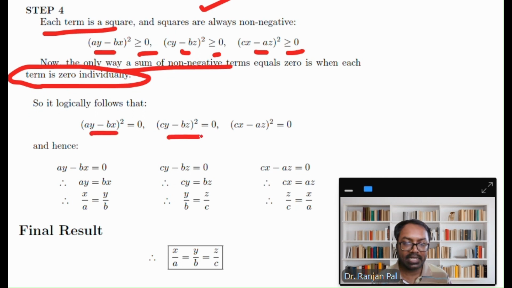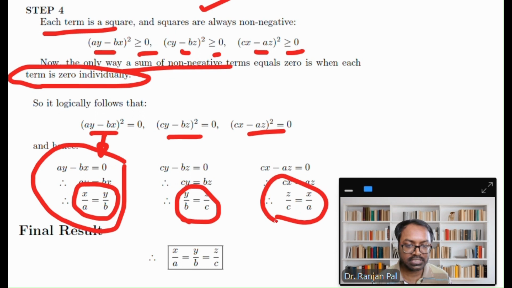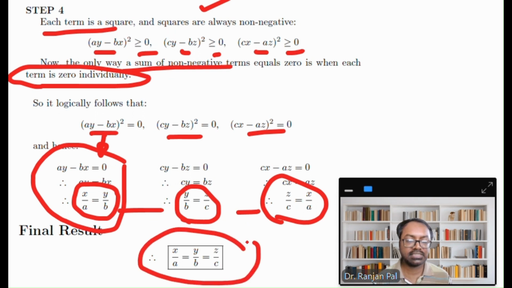So I can write that each of these terms is individually 0, and hence for ay minus bx the whole square, I can arrive at this particular value. Now taking this bx to the other side, ay is equal to bx, and ultimately x by a is equal to y by b. Likewise, I can arrive at these two expressions as well. And ultimately, by comparing all these three values, I can write this final result.